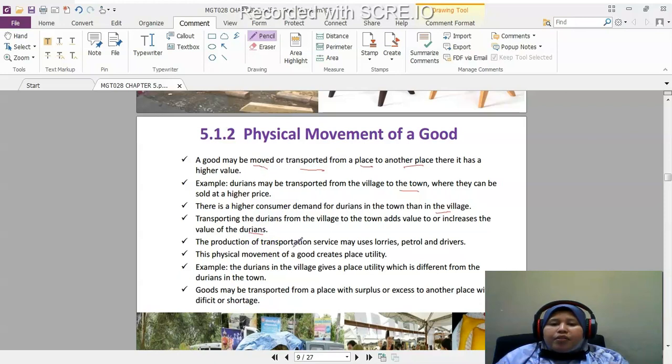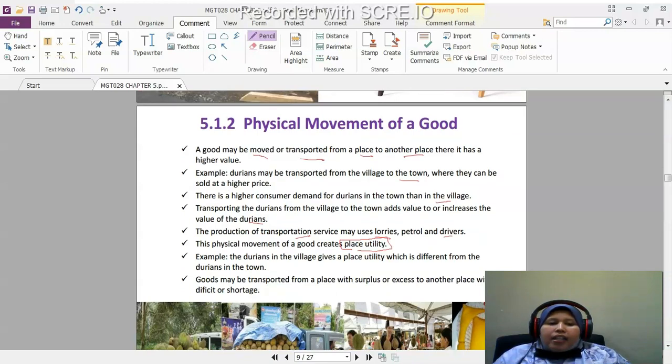The production of transportation service may use lorries, petrol and drivers. The physical movement creates utility. Okay? Example, the durians in the village give a place utility which is different from the durians in the town. Goods may be transported from place with surplus or excess to another place with deficit or shortage.